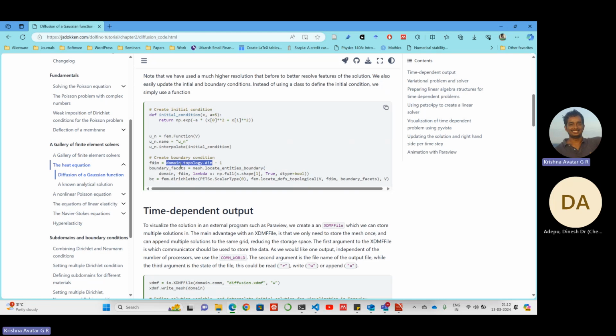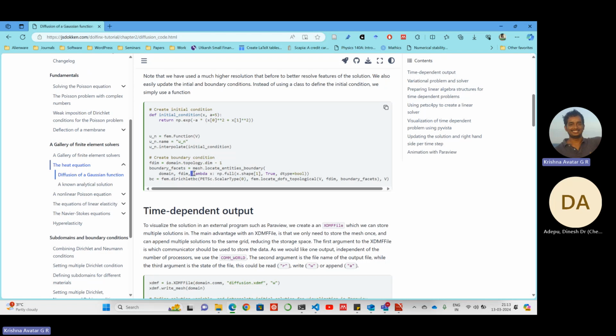So for the boundary conditions, the topological dimension is 1 because it happens to be just one edge, right? So that is just 1D. Before, from the surface, we are extracting the edges. So that's what we are doing. So boundary facets is equal to mesh.locate_entities_boundary. So these locate all those faces which appear on the boundary. And we are passing the domain and then passing the fdim, that is the topological dimension.